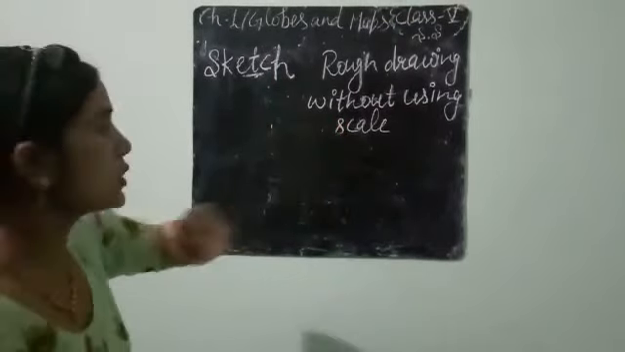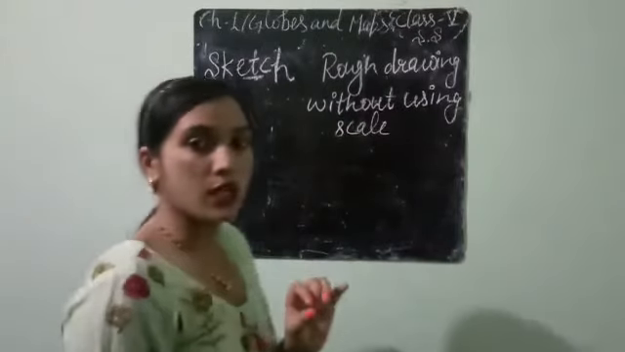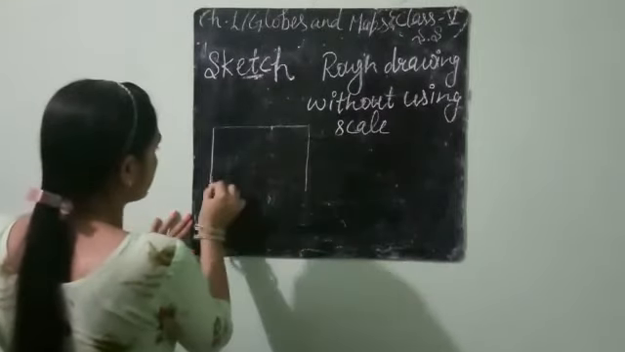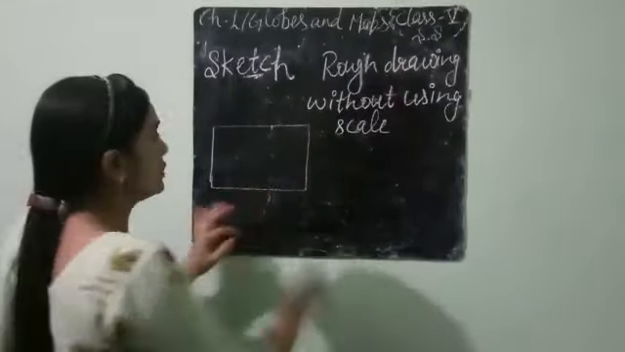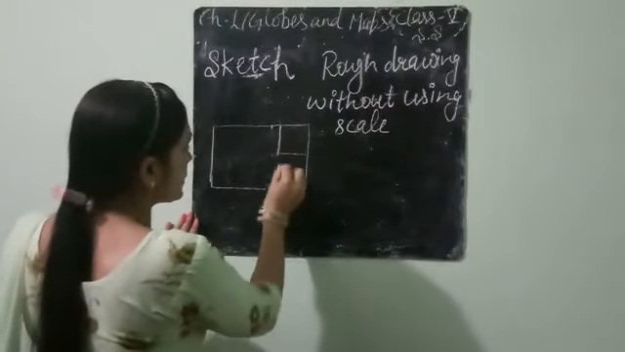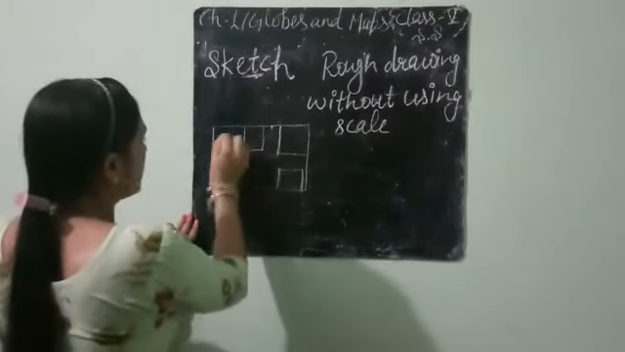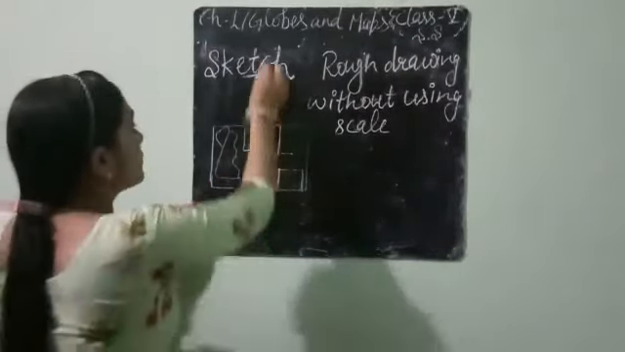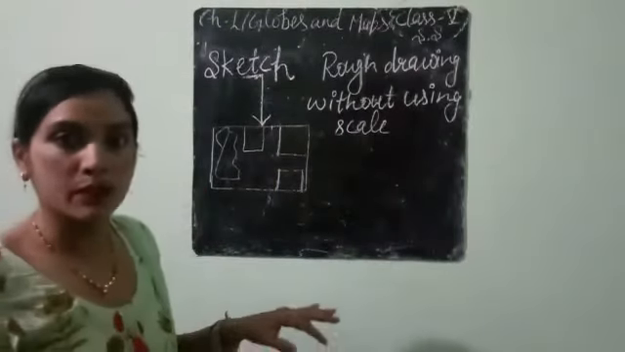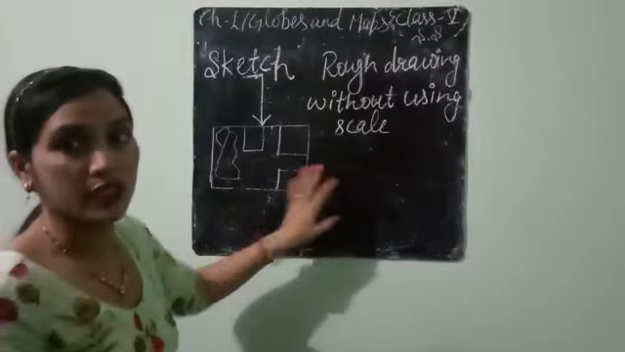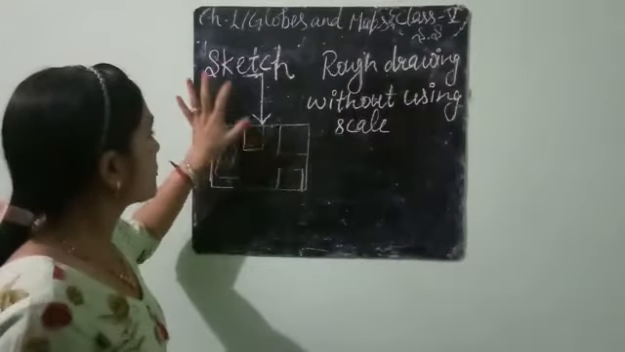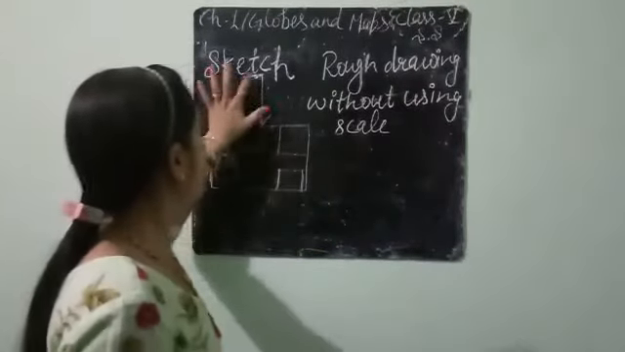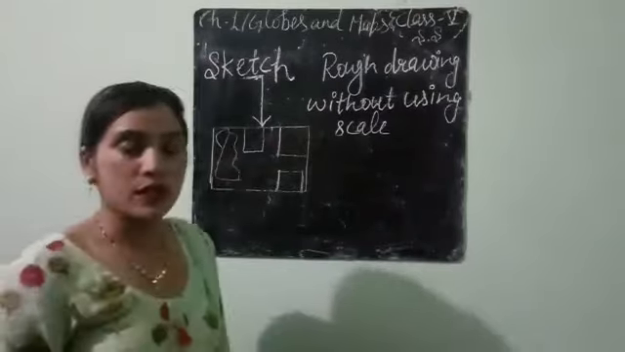For example, if you want to draw a map of your home like this and you show that this is the hall, there is the kitchen, this is the living room and this is open space without using any scale, then we will say that this is a sketch, not a map. It is just a rough drawing without any scale. So all the maps are drawn according to the scale, but a sketch is a rough drawing without using any scale.